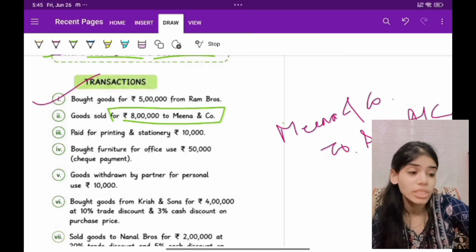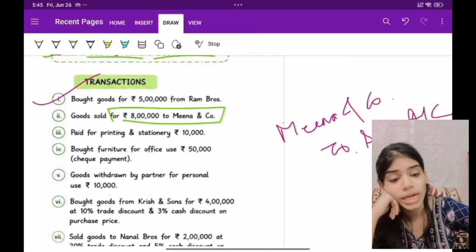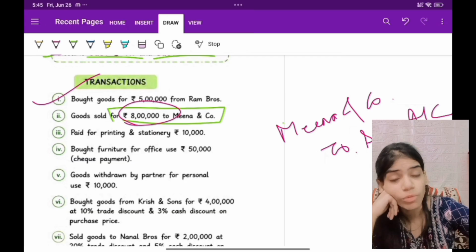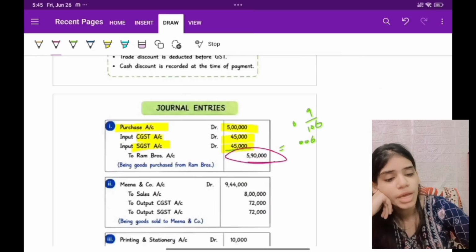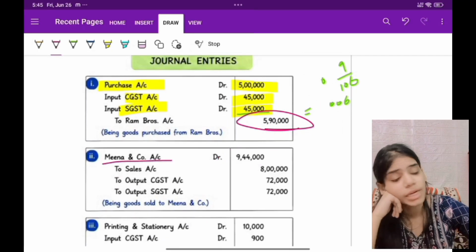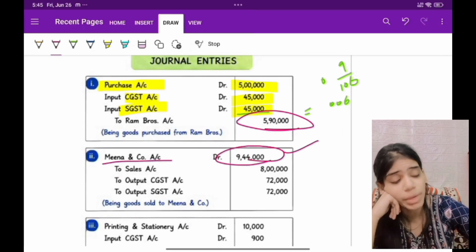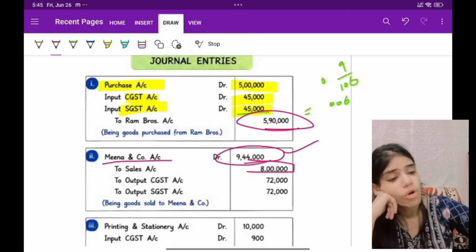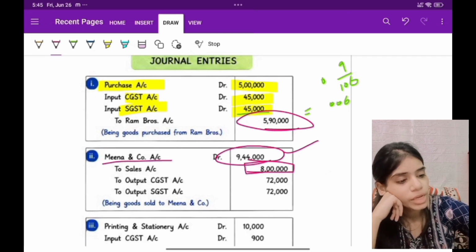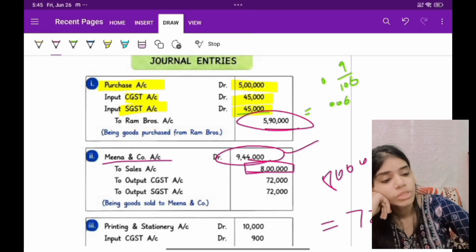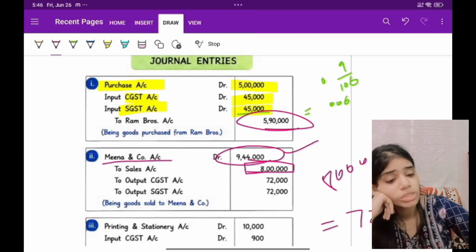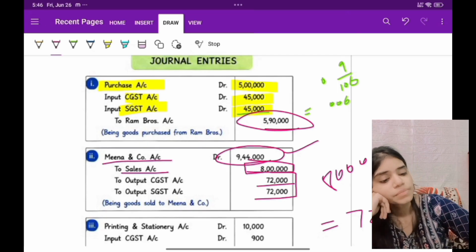But here we are doing GST. Now we will not only collect this 8 lakh rupees from Meena, but along with these 8 lakh rupees we will also collect the amount of CGST and SGST. So the journal entry passed here will be Meena and Company, from whom we will take 9,44,000 as payment, to sales. We have made sales of 8 lakh. On 8 lakh, 9% of GST means 72,000 of GST, which we have to take from Meena and Company. So Meena and Company account debit 9,44,000 to sales, to output CGST 72,000 and output SGST 72,000.